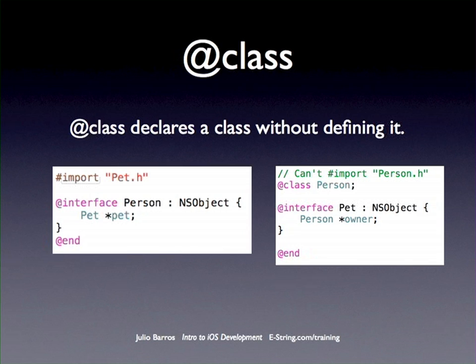Sometimes class A needs to import class B, but class B needs to import class A. If this happens, you'll go into a cycle if you do a regular import. So to break that cycle, you use the @class directive in one file. This tells the compiler, trust me, there's going to be a class called Person and it's going to be awesome.